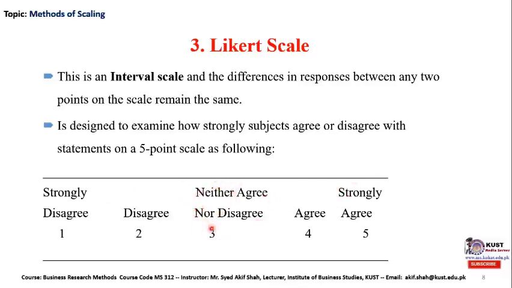So a neutral point is also available in the Likert scale. Usually it is a 5-point scale, however you can extend it towards 6, 7, and 9 points, whatever the researcher's choice of intensifying the response of the respondent may be.